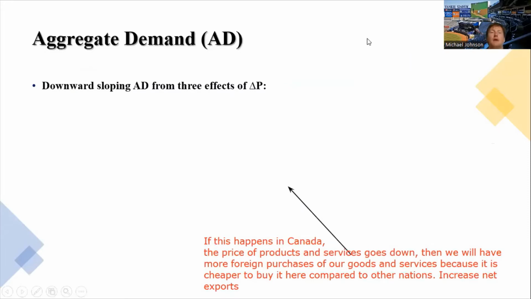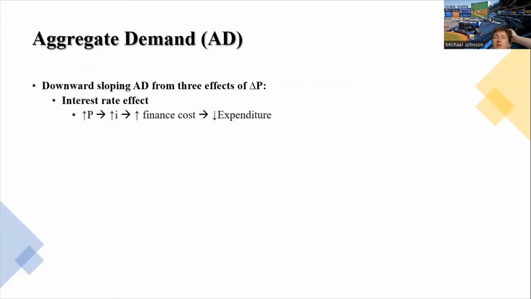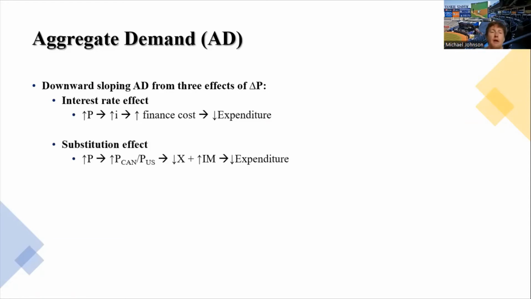So aggregate demand, AD, is downward sloping from the three effects of change in P. Interest rate effects: price goes up, interest rate goes up, finance cost goes up, expenditure goes down. Substitution effect: price goes up in Canada versus the US. Exports go down, imports go up, expenditure goes down.